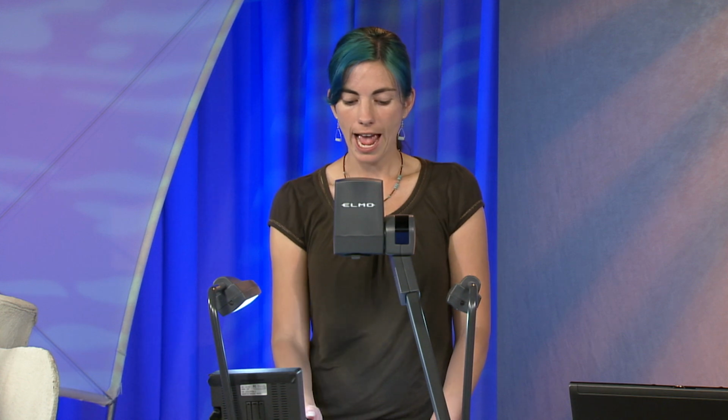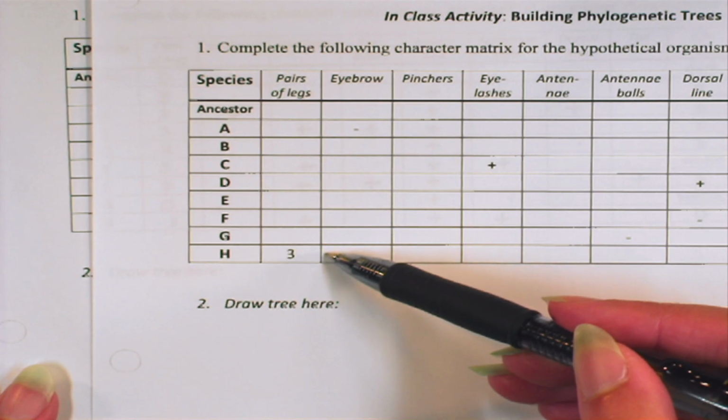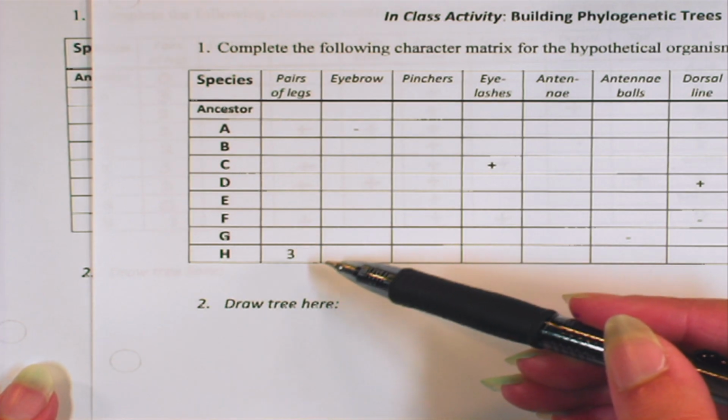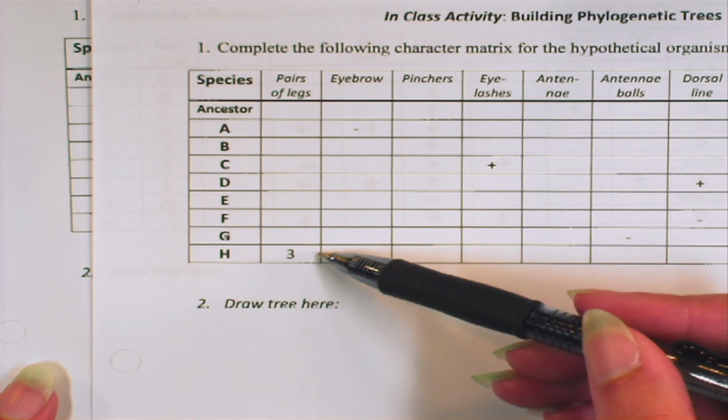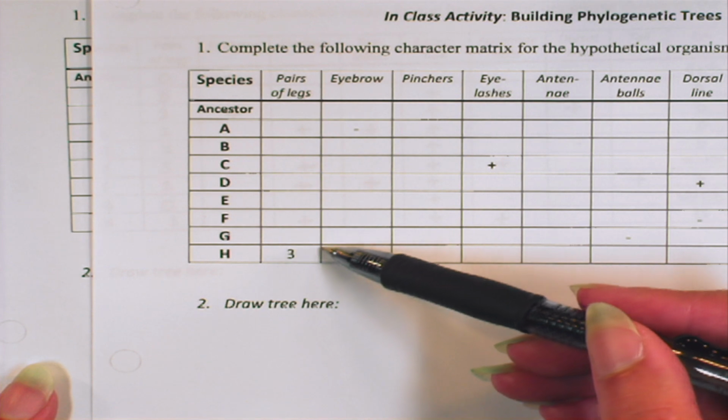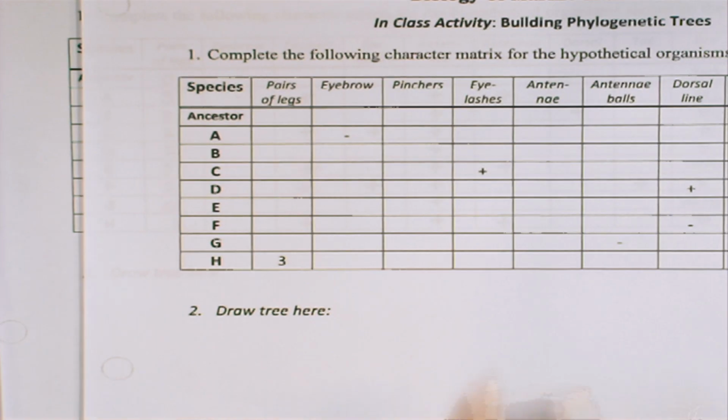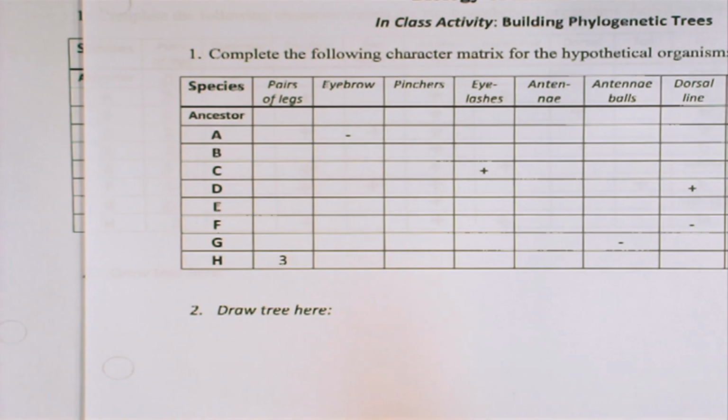Over here we have pairs of legs. This is really asking how many pairs of legs do we see? You can see I've filled in one of them for you for H, which is 3 pairs of legs. So our choices are going to be 0 pairs of legs, 2 pairs, or 3 pairs. So let's go ahead and take a look.